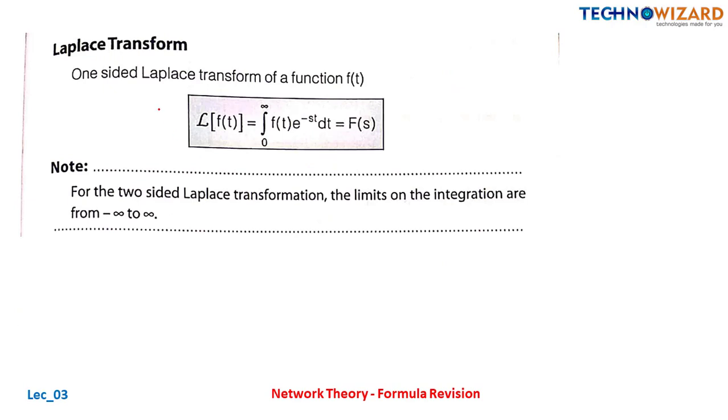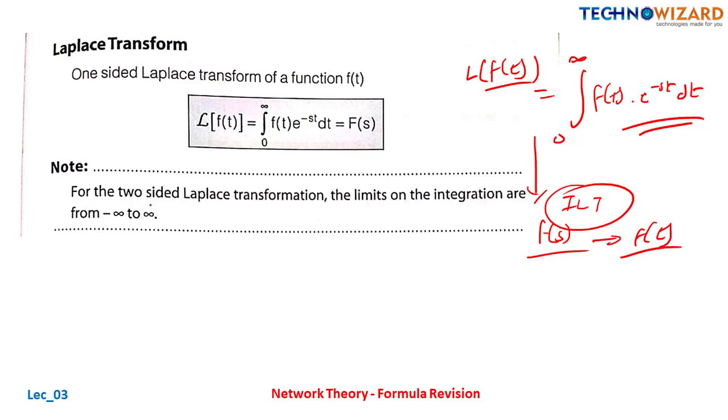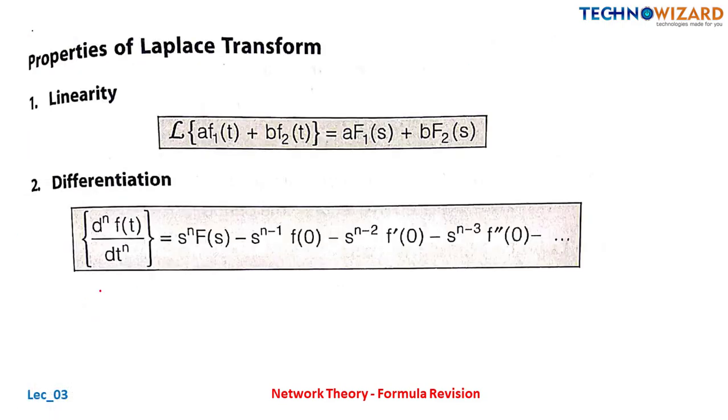What is Laplace transform? Now Laplace transform is given by the Laplace of the function f of t. Okay, this is given by integral of 0 to infinity f of t multiplied by e to the power minus st dt. This is how we can find the Laplace transform of f of t, and from here only we can also find the inverse Laplace transform, that is ILT, and from f of s we can calculate same f of t. Okay, like this. Okay, for the two-sided Laplace transform the limits will be minus infinity to plus infinity. Remember this.